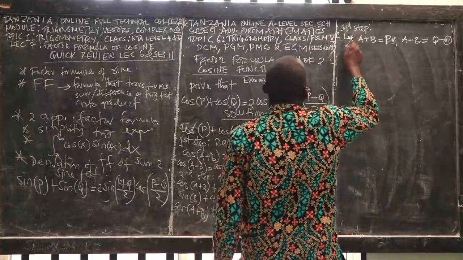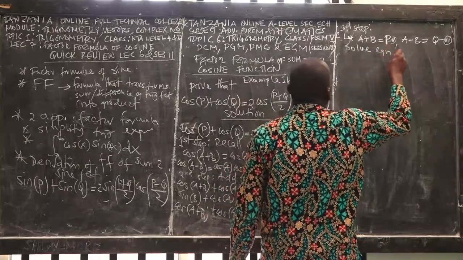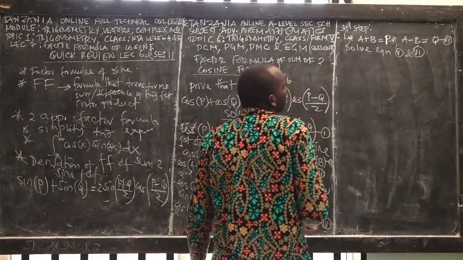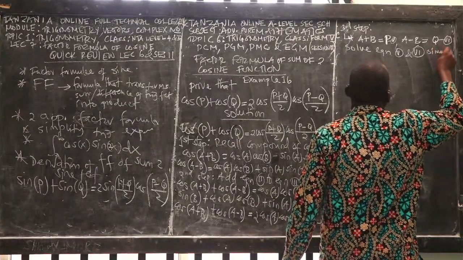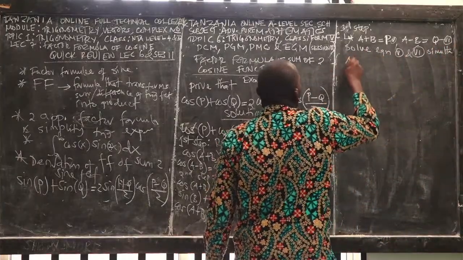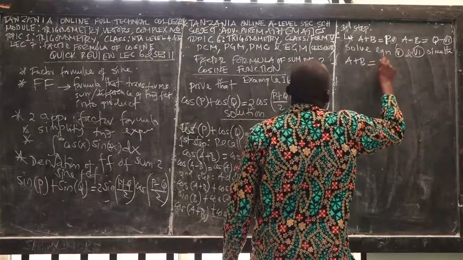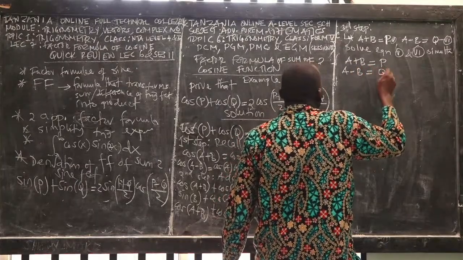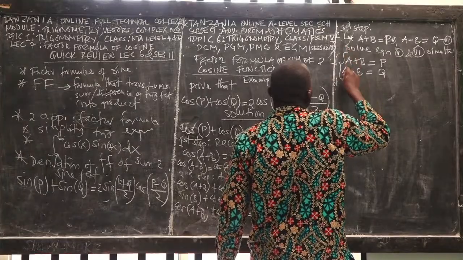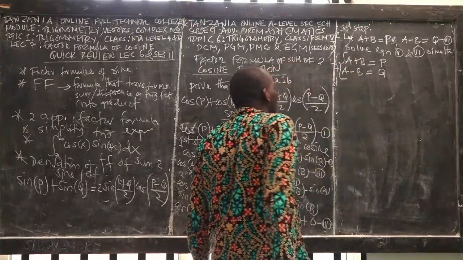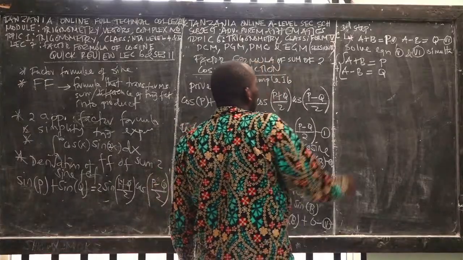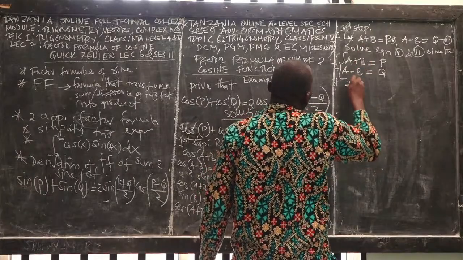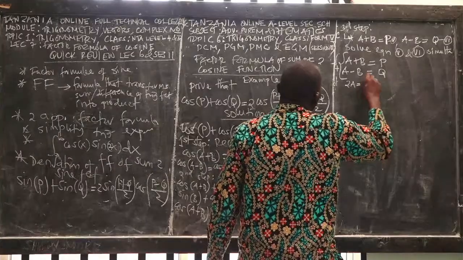Okay, so then we say that solve equation 5 and 6 simultaneously. So we have A plus B is equal to P, and also we have A minus B is equal to Q. How do we solve simultaneously? We use elimination method. Let's take equation 1 plus equation 2. So A plus B plus A minus B. So B and B cancel. Then we have 2A is equal to P plus Q.